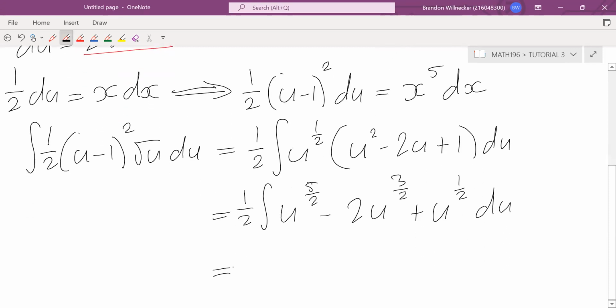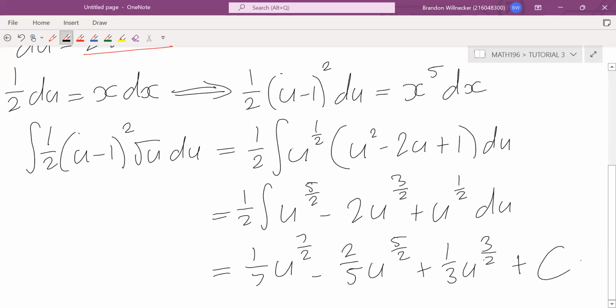Okay, then we integrate. So add 1 to the exponent and divide. And then while we're doing that, we can just multiply this 1/2 inside. Okay, so we just do two things in one. So this will be 1/7 u to the 7/2 minus 2/5 u to the 5/2 plus 1/3 u to the 3/2, and then don't forget your plus c.